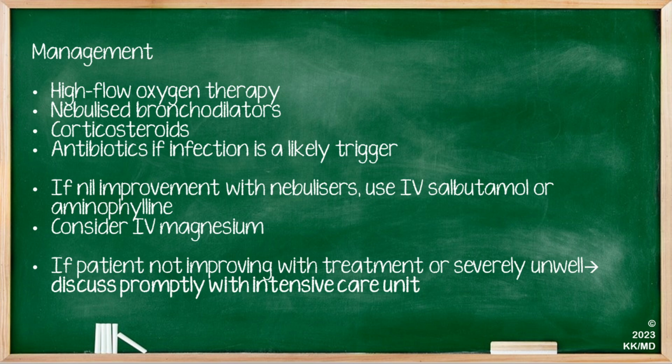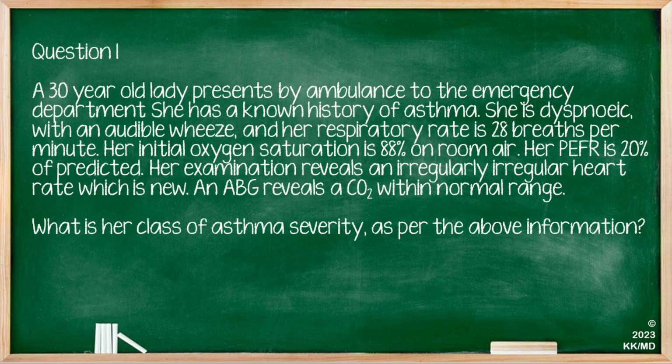So let's do some questions. Question 1. A 30-year-old lady presents by ambulance to the emergency department. She has a known history of asthma. She is dyspneic with an audible wheeze and her respiratory rate is 28 breaths per minute. Her initial oxygen saturation is 88% on room air. Her peak flow is 20% of predicted.